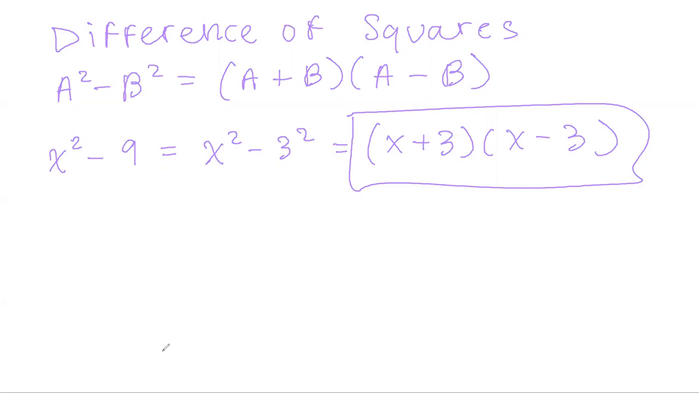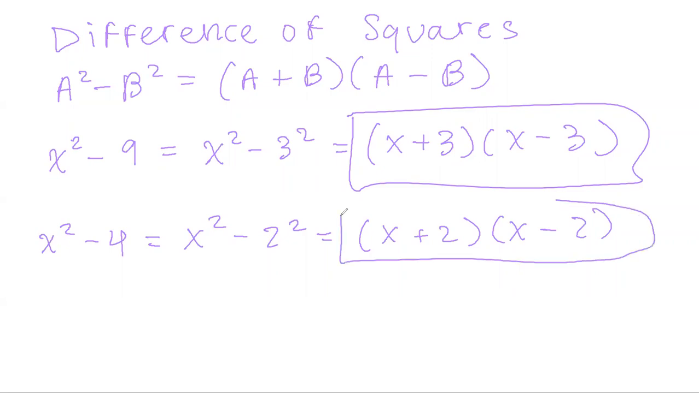Okay, so let's try x squared minus 4. First I'm gonna again write these as squares. So x squared minus 4 is the same thing as x squared minus 2 squared. So I can write this as x plus 2 times x minus 2.